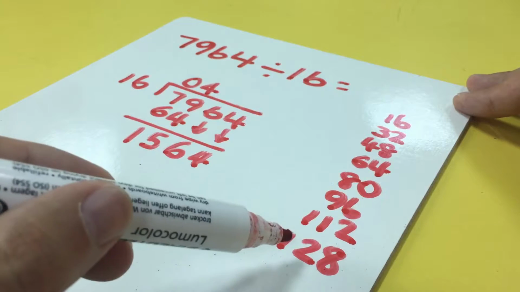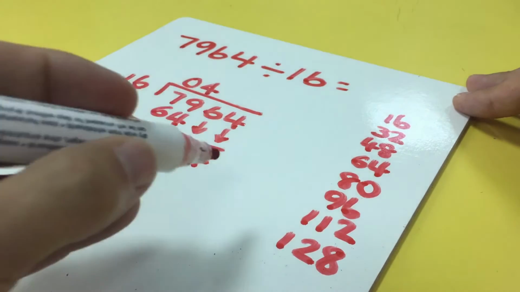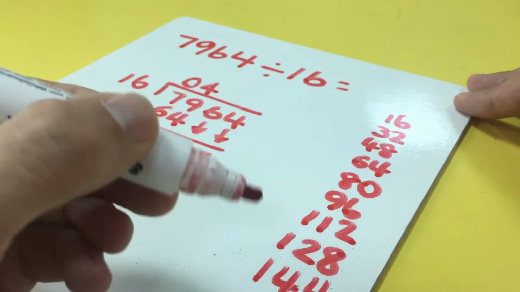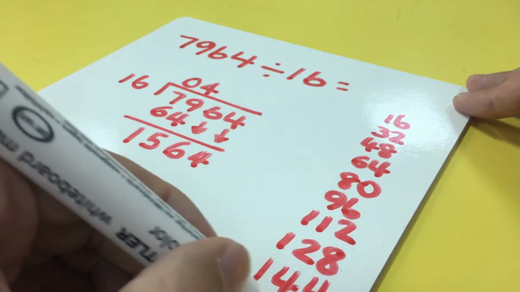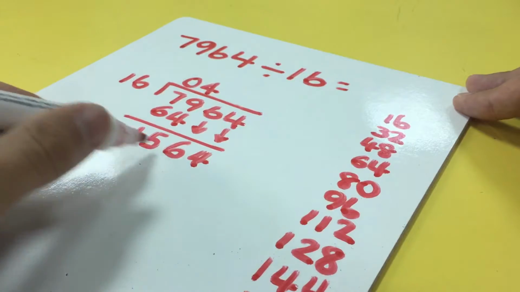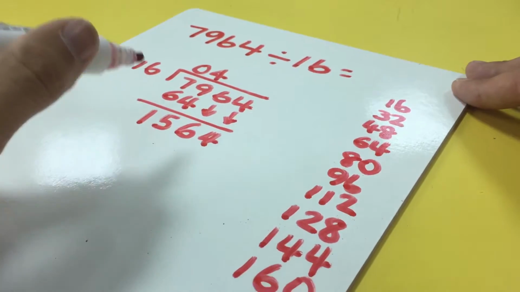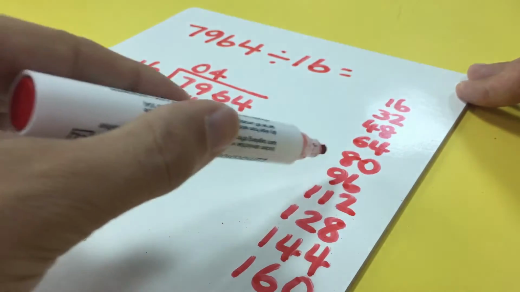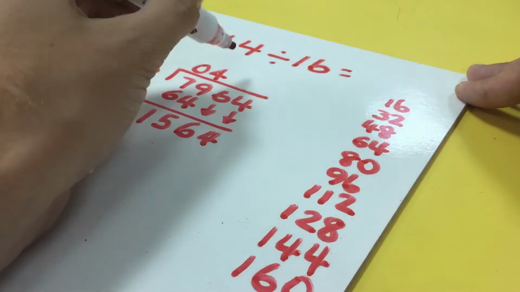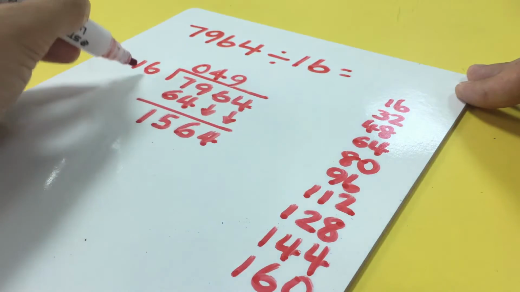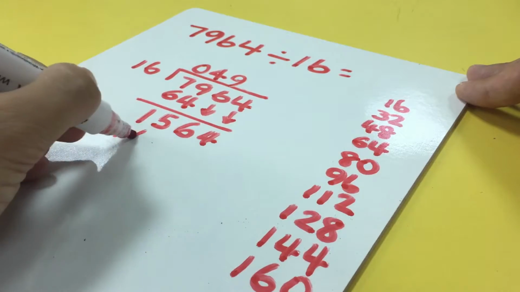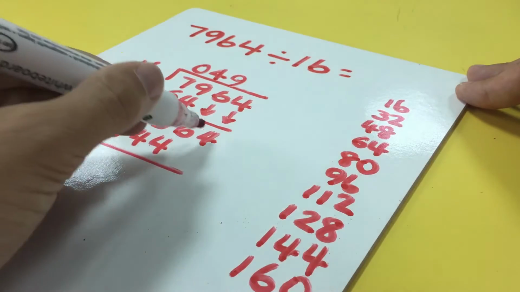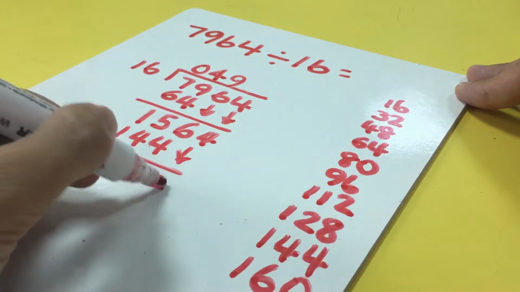Now we got to 128, so we have to go a little bit further for 156. So let's do 144 and 160. So that's a little bit too far, 160, because we wanted 156. So that's easy enough. 1, 2, 3, 4, 5, 6, 7, 8, 9. So 9 times 16 is 144. And we want to take this off again, so bring him down.